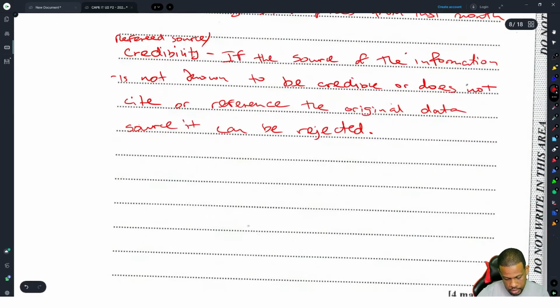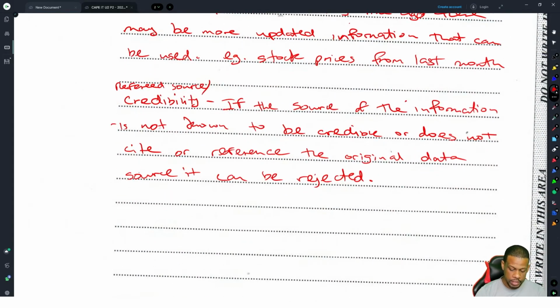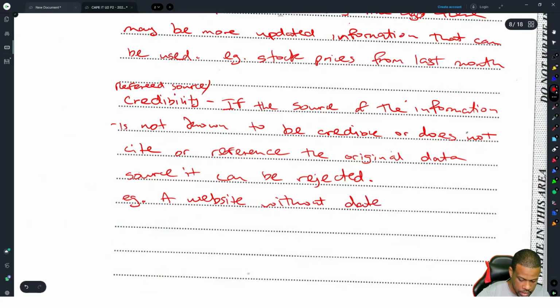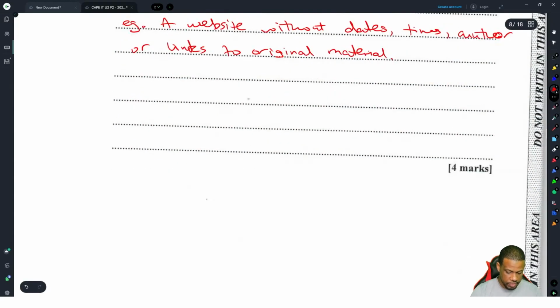Yeah, they give you a lot more space here, but once you have the main point and the explanation, show an example: a website without dates, times, author, or links to original material. Yeah, if you have a website like that, shady stuff. You don't want to go there.